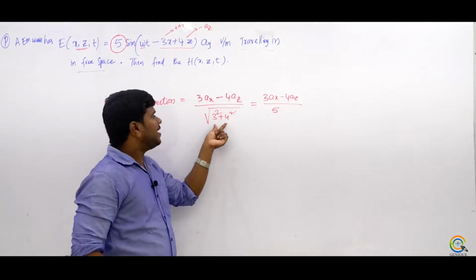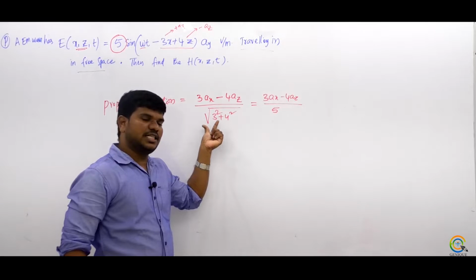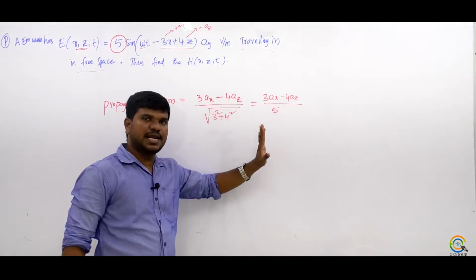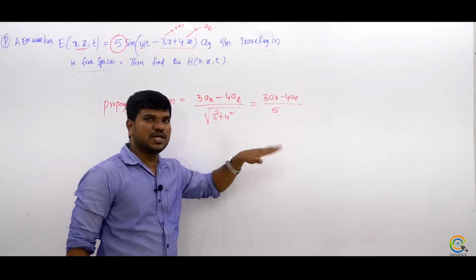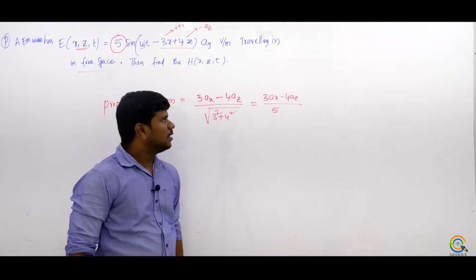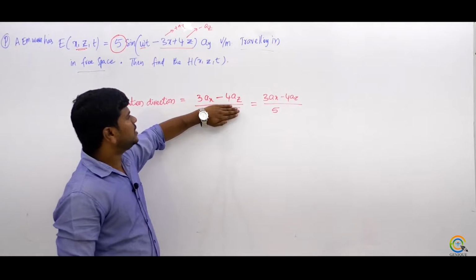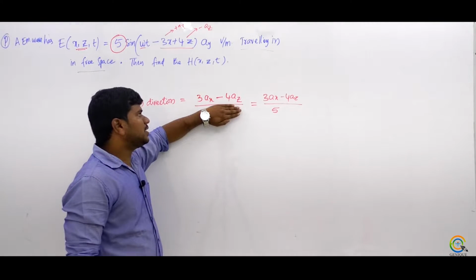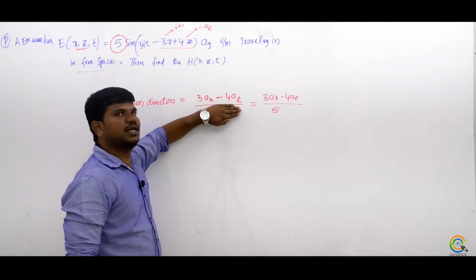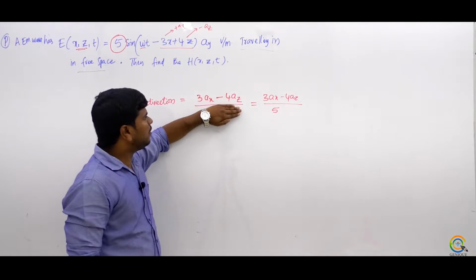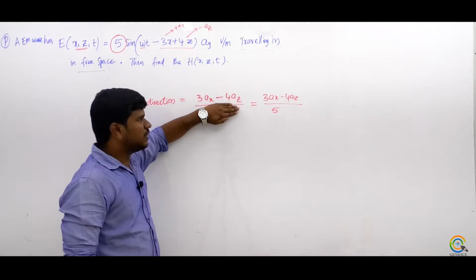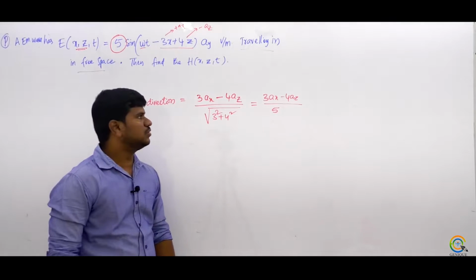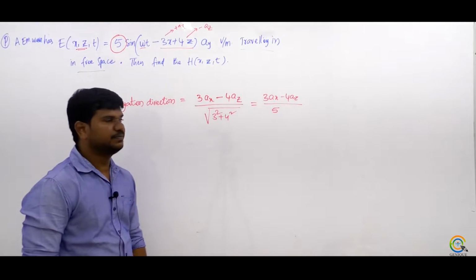Why am I dividing with this? Either the field direction or the propagation direction is always specified in terms of unit vectors. If you write it like this, it is not a unit vector. So to convert into a unit vector, I have to divide by the magnitude of this.